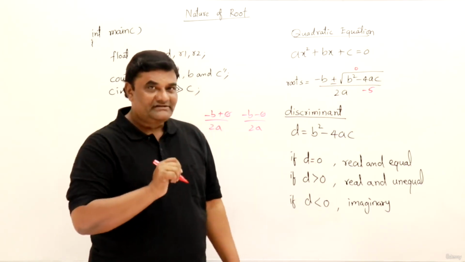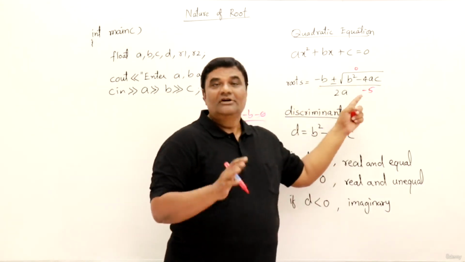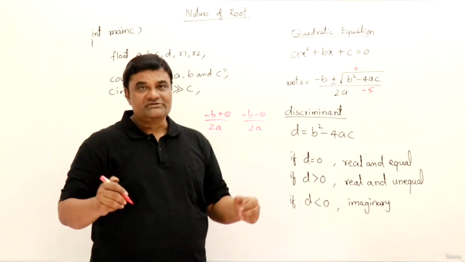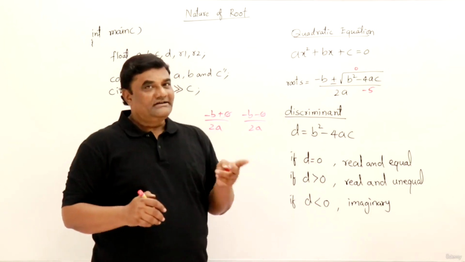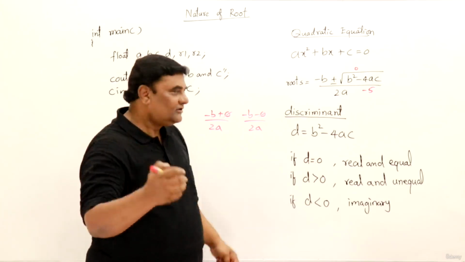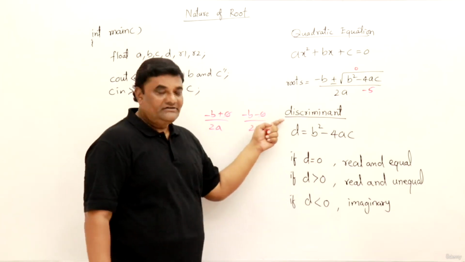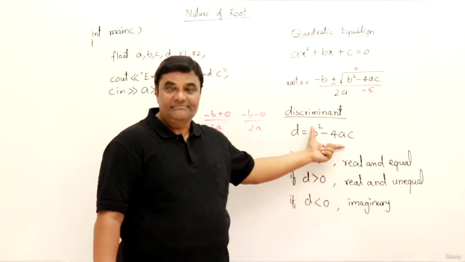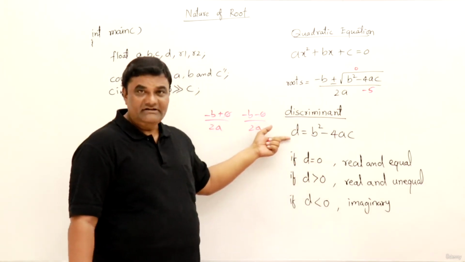So we learn 2 things. If that portion is 0, roots are the same. If that portion is negative, we cannot find roots. If it is positive, then we have 2 roots and they are not the same. They are different. So look at this now. Discriminant. This b square minus 4ac is called the discriminant. Let us call it d.